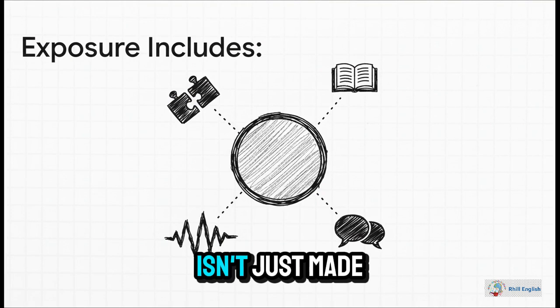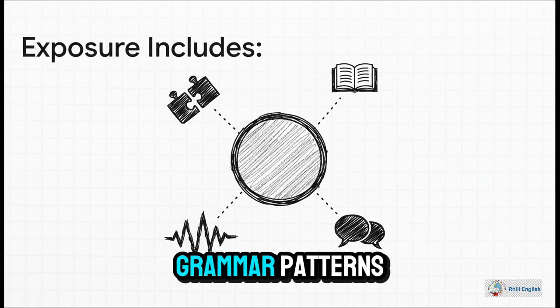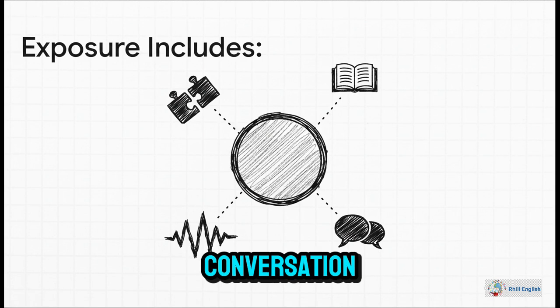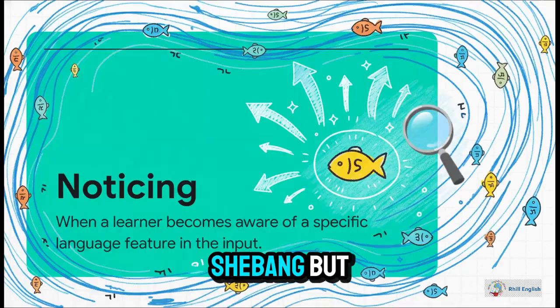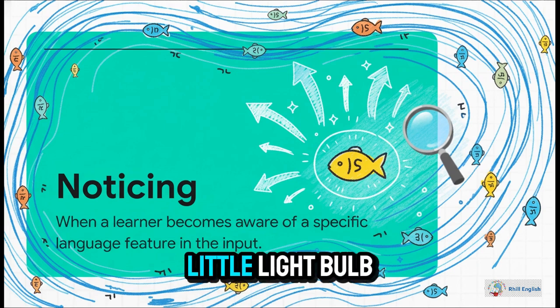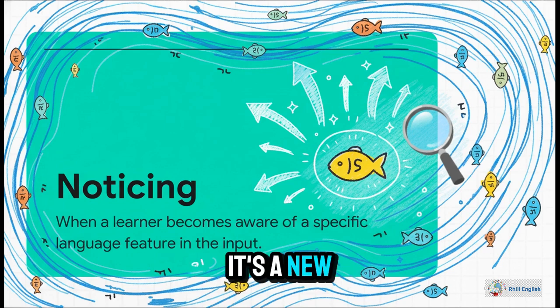And this sea isn't just made of one thing. It's this rich, complex mix of everything. We're talking vocabulary, grammar patterns, how the language sounds, and even the unwritten rules of conversation. It's the whole shebang. But just floating in that sea isn't quite enough. The real magic, the learning, starts with this idea of noticing. This is that little light bulb moment when a student's brain picks out one specific fish from that giant sea. Maybe it's a new word or a weird verb ending they keep hearing.